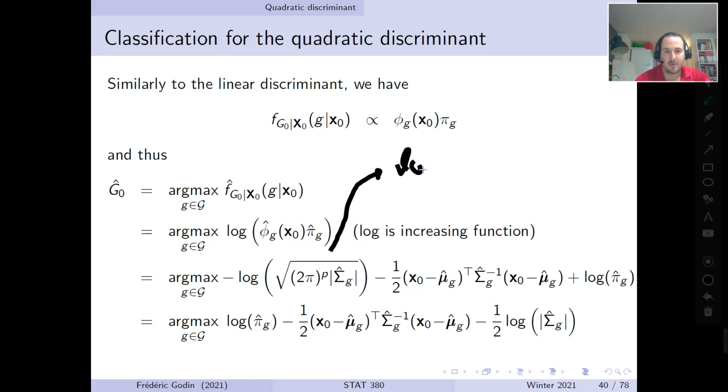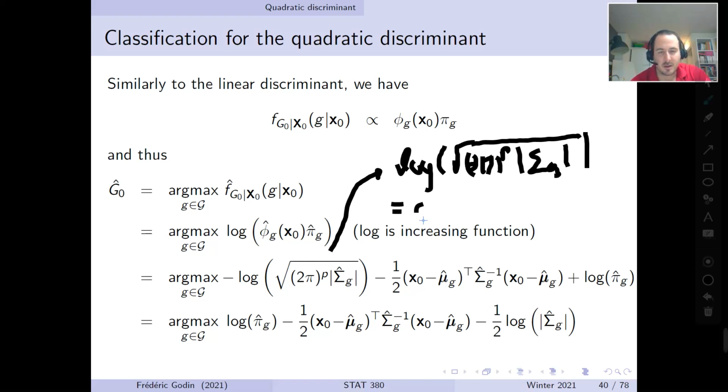The log of square root 2 pi to the power p times the determinant of sigma g is equal to some constant. I'll write it like this, plus 1/2 the log of the determinant of sigma g.